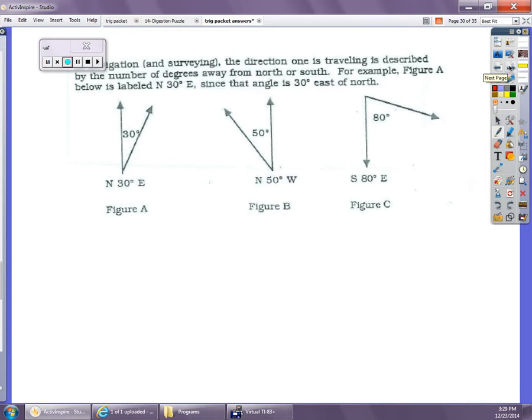In navigation, the direction one is traveling is described by the number of degrees away from north or south. For example, A is labeled north 30 degrees east. So you can see this part's north, and it's going 30 degrees to the east, north to west, and so on and so forth. So that's one way that you can see how this is used in actual real life.